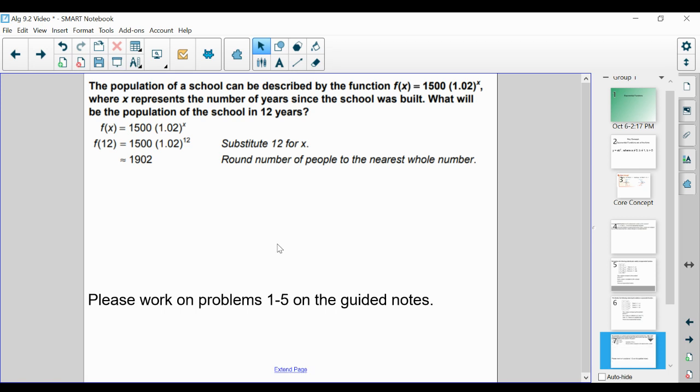Awesome. With this, please work on problems 1 through 5 on the guided notes and resume when you're ready to move on.